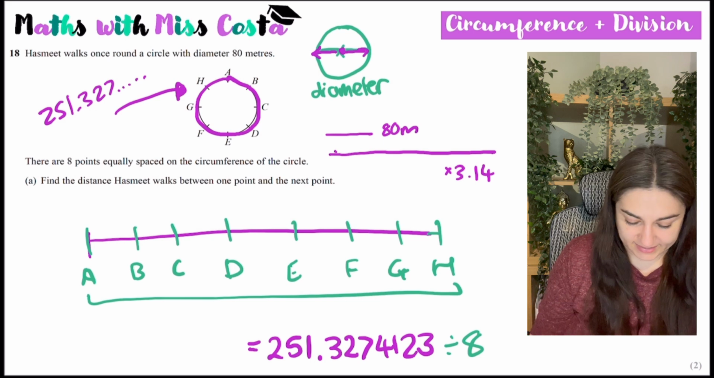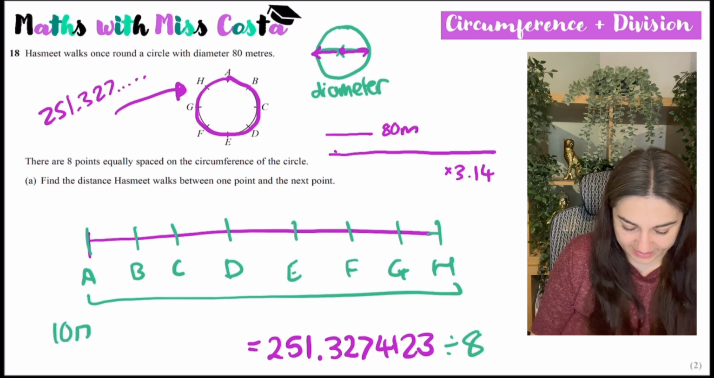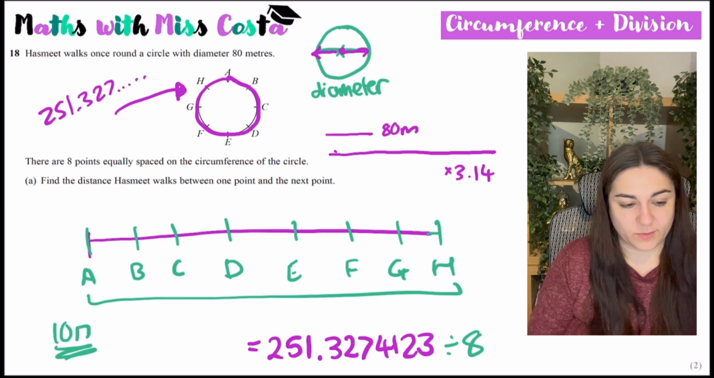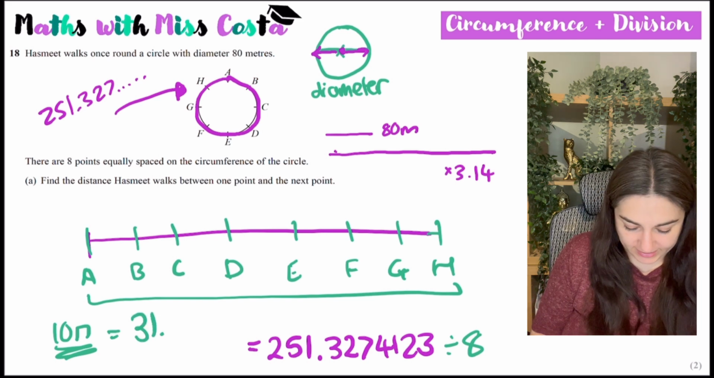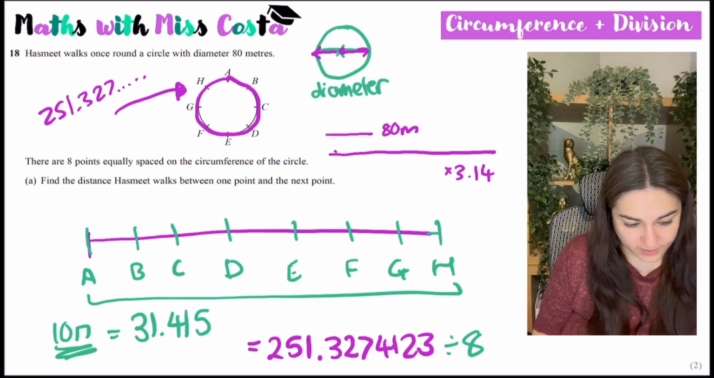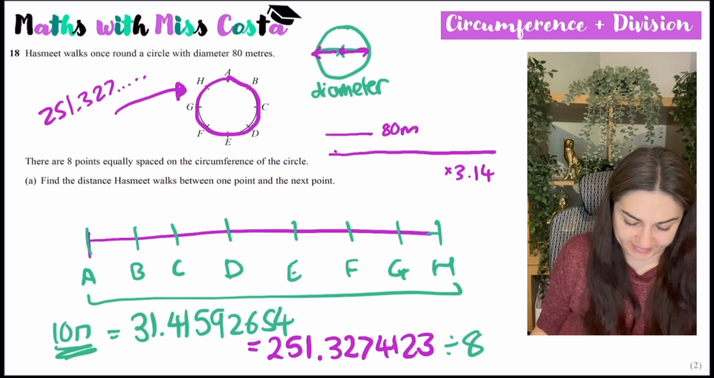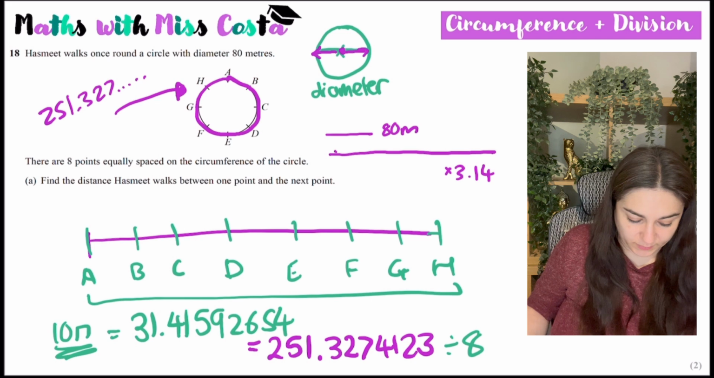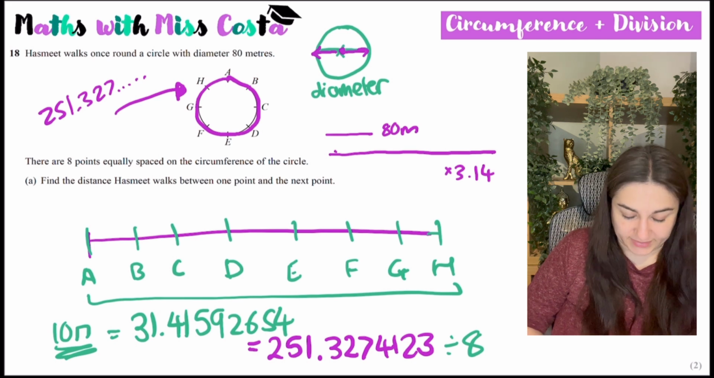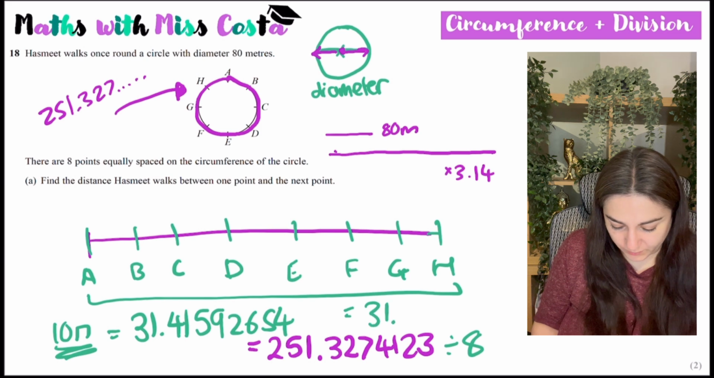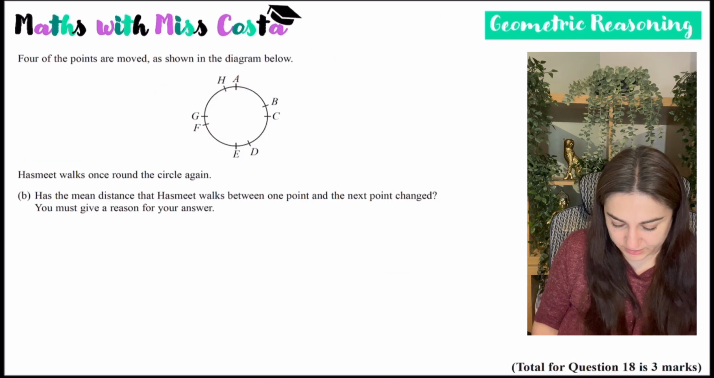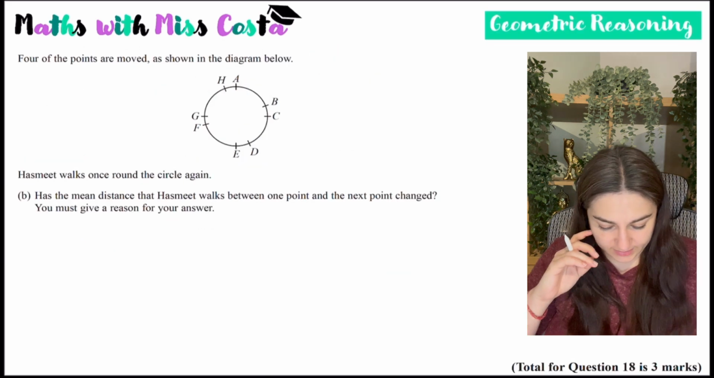Divided by 8 is 10 pi. Once again, your calculator automatically does that. So you do format decimal, and that is 31.41592654. It hasn't actually asked us to round to anything, so you can just write out the full amount, or you could round it to 2 decimal places, which would be 31.42.